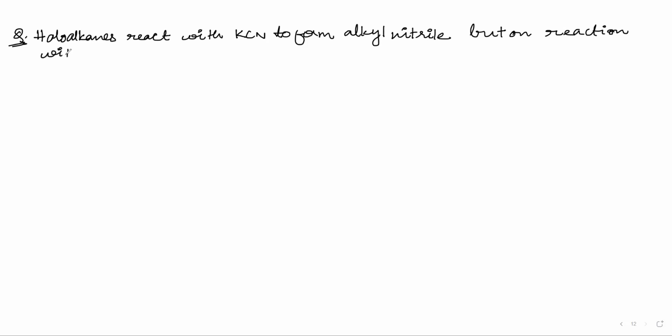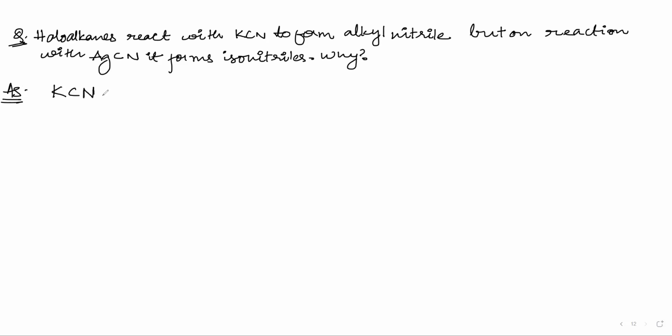on reaction with AgCN, it forms isonitriles. Why? The question is why? So we will go slowly. The first thing that you will write is: KCN is predominantly ionic in nature. It is ionic in nature.